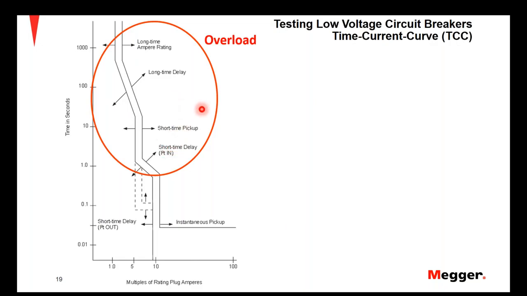Also, other than the overload elements, we have instantaneous pickup, which is in reference to a short circuit condition. And you can see that the short circuit condition usually occurs at a very high current level. And typically this is the last thing that you want to see a breaker trip on, because it'll be the most violent and cause the most damage to an electrical system.